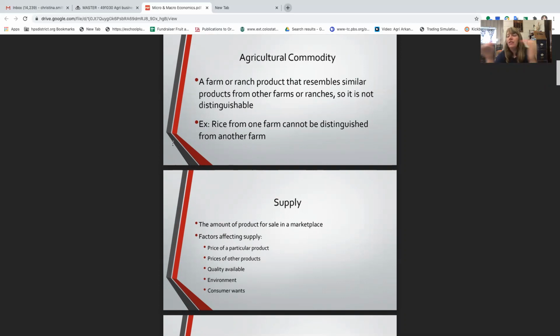If I came in here and this was a marketplace and I had 12 tacos, there would be a supply of how many tacos? 12, right? Because in this marketplace, there would only be 12 tacos. How many tacos would be for sale in the marketplace of Hope? A lot, right? A lot more tacos.